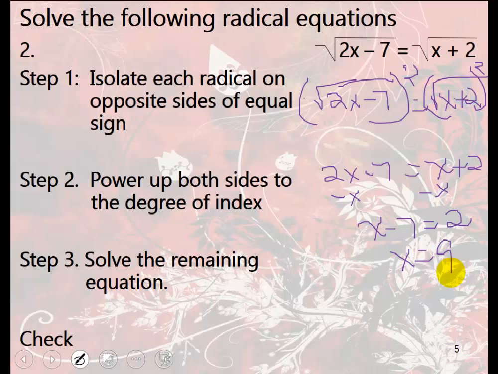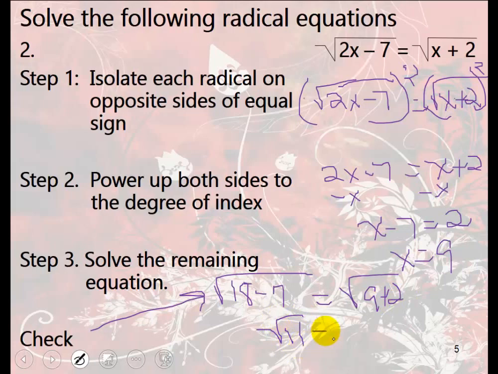Okay, so it better work in both sides, right? So 2 times 9 is 18, minus 7. This is my check, okay? And then I have the square root of 9 plus 2. Well, this is the square root of 11, and this is the square root of 11. So it checks just fine. This is your solution.